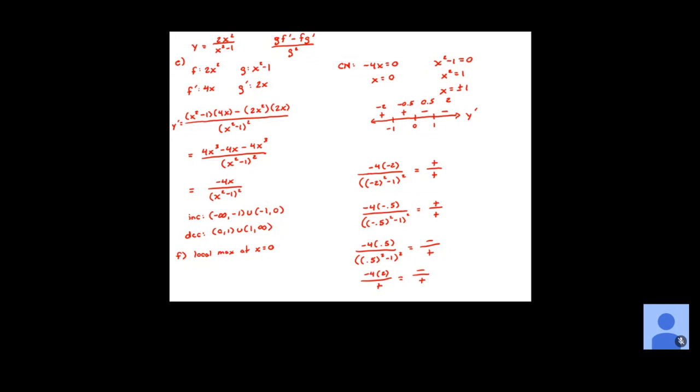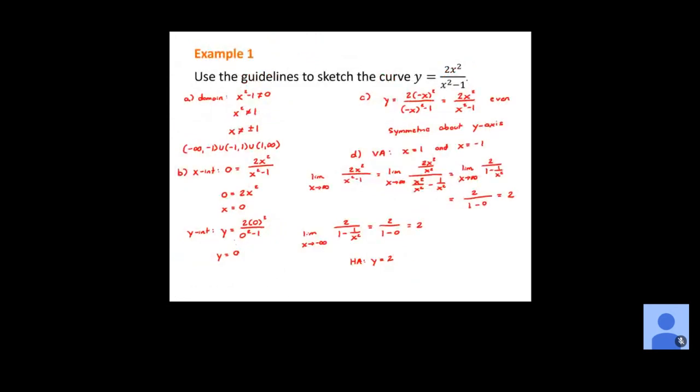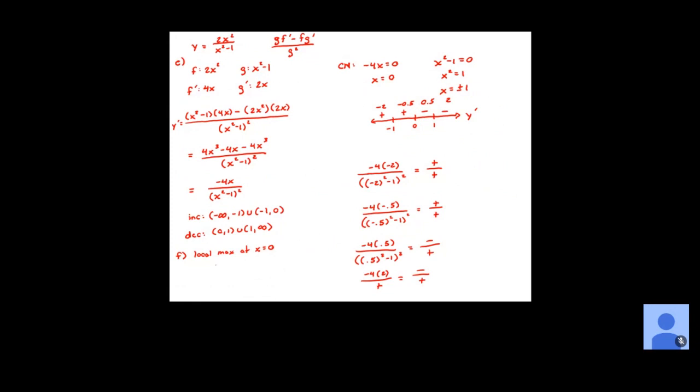Once we know there's a maximum at 0, we have to plug in 0 to the original function, right? Well, we've technically already done that because that's how we found the y-intercept, right? So if you plug in 0 here, what's our y value going to be? Zero, right? So we're going to have a point at the origin. So the maximum value is y equals 0. So the origin in this case is going to be a local maximum when we actually sketch this graph. Any questions there?